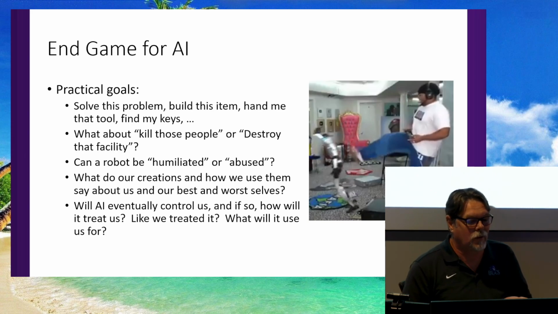But then we get to the question, well, over in Ukraine, they're starting to come up with these drones that go over and kill people. Do we like that? Or destroy that factory or blow up that tank? That gets into a little bit more of a fuzzy gray area. I'm not sure we all agree that we like that kind of behavior. And the next question is, we get to ethics. Can we humiliate or abuse a robot?